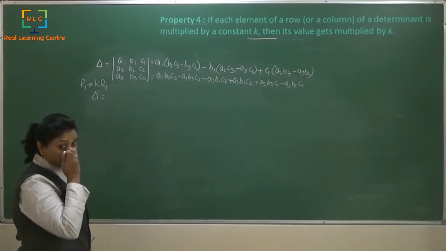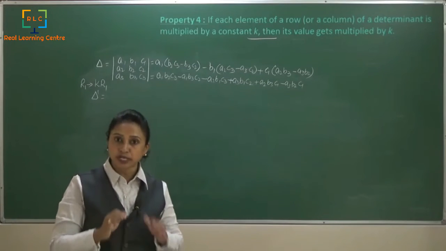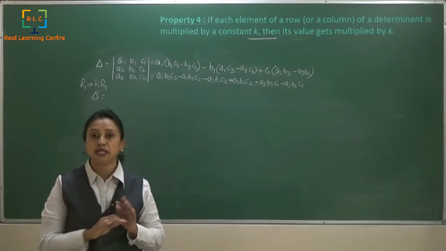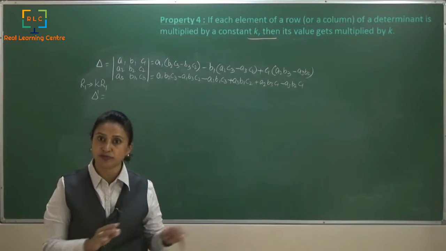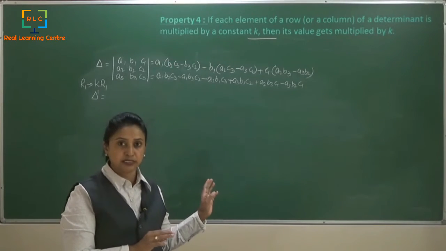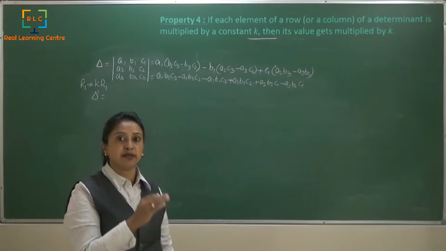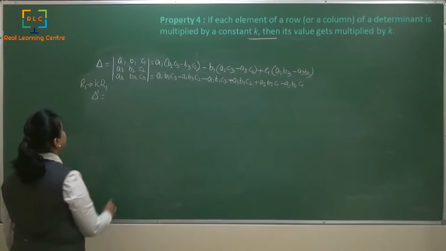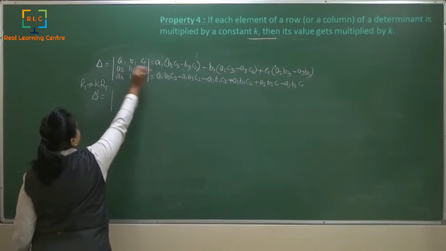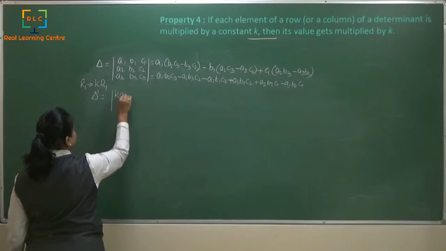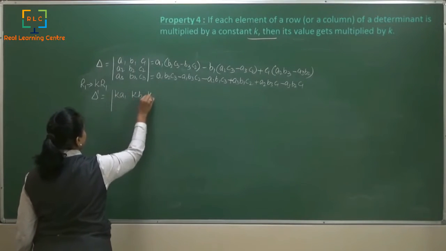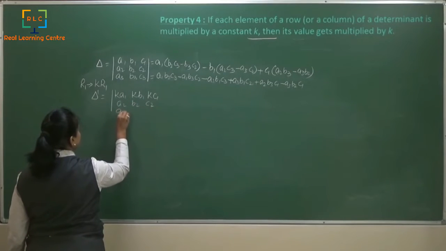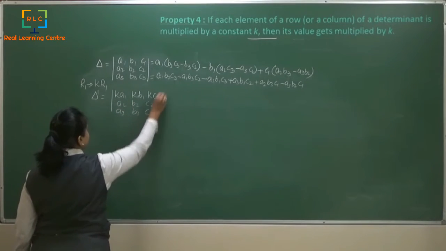And one more thing, whenever they ask you to prove, you cannot prove with an example the way I gave you now. There is no numerical example accepted for the proof of any property like this. You have to use a generalized element A1, B1, C1, A2, B2, C2 in this way. Okay. So now delta dash is equal to, I shall multiply this row by k, it becomes KA1, KB1, KC1, A2, B2, C2, A3, B3, C3.